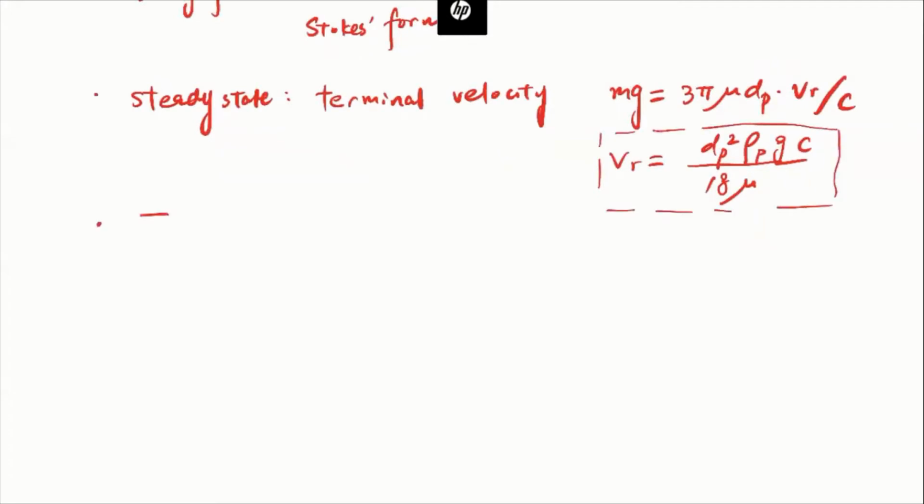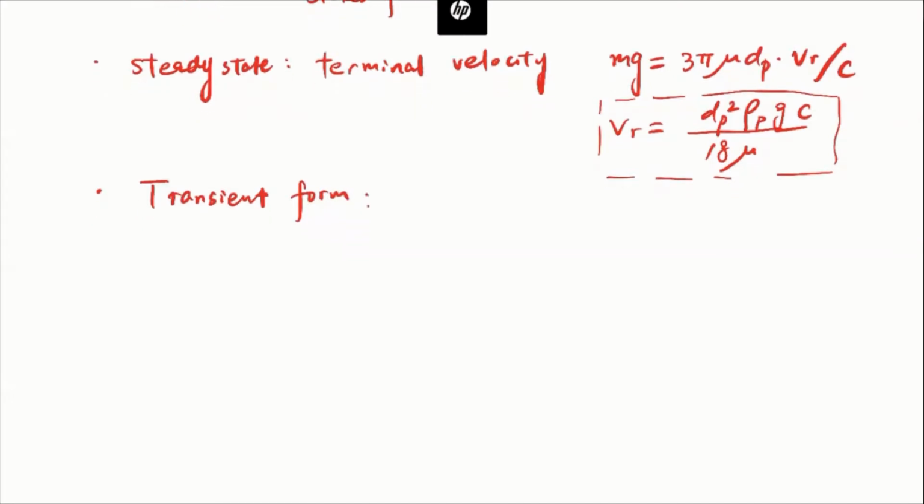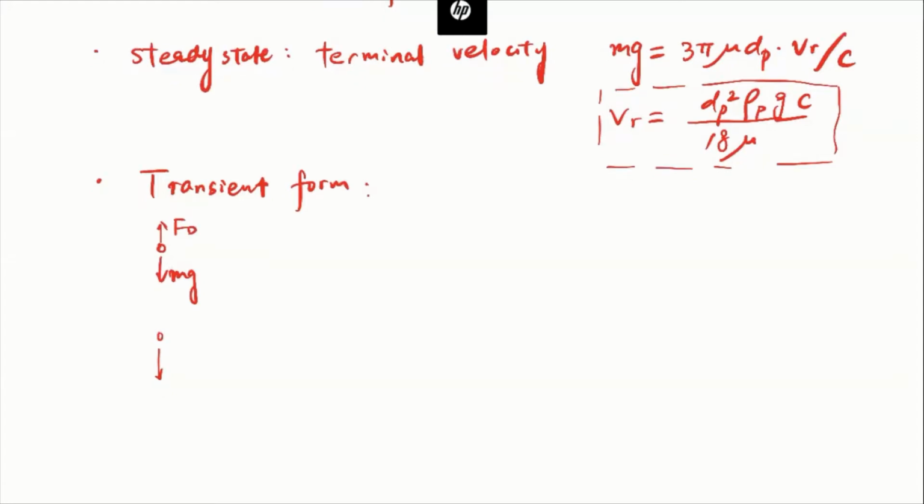We also have the transient form, which is the time-dependent form. This is the equation that we went through during our last class. Basically we want to understand what happens before a particle reaches its steady state. At the beginning, our particle only has the gravity force. As it starts to move, we start to have the drag force. The drag force is going to increase as a function of time, and finally it's going to reach a steady state. We try to understand the transient movement of the particles.